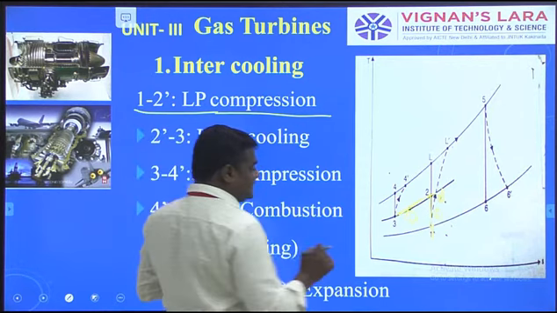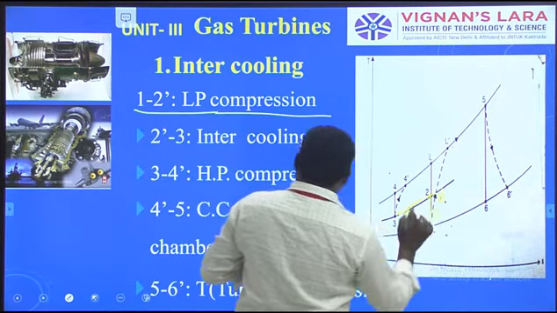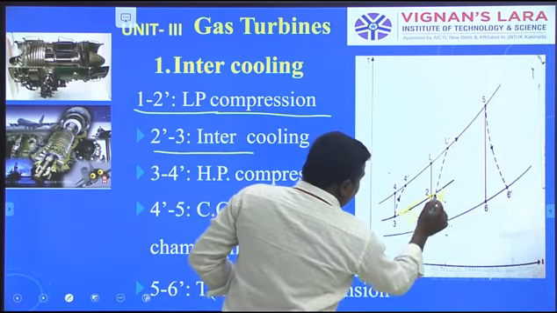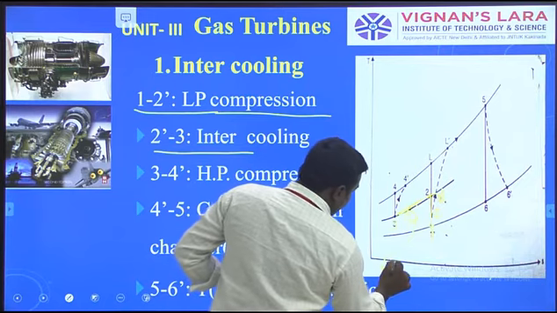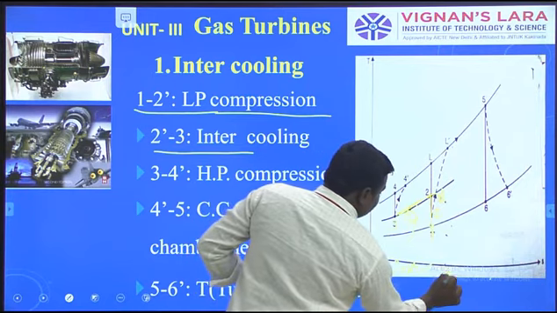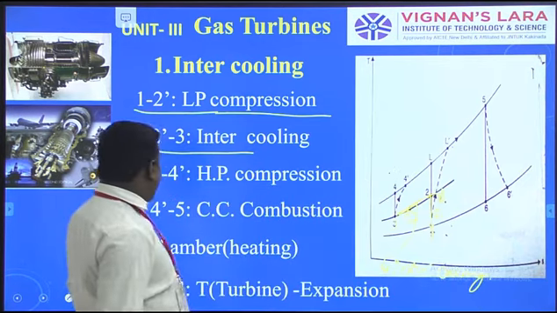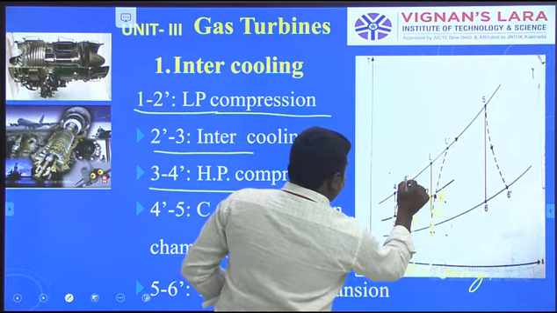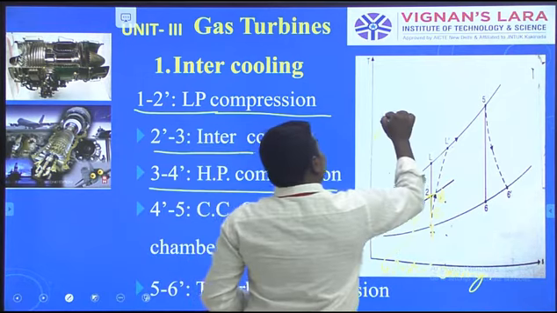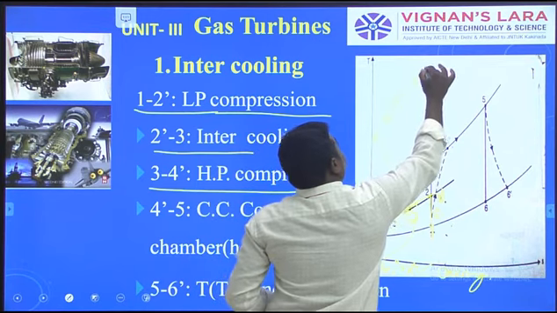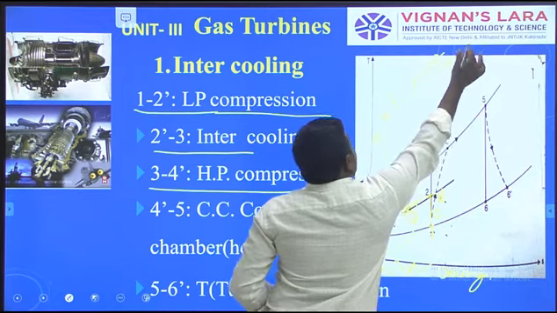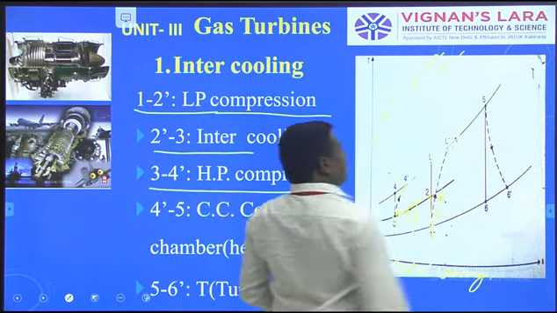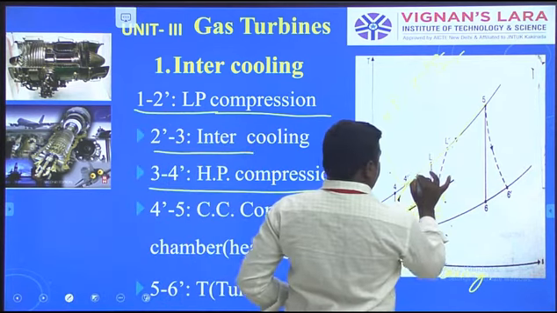Then 1 to 2 dash is process 1, the LP compression, and 2 dash to 3 is the intercooling. Okay, is it clear? And 3 to 4 dash is the HP compressor. And then we have to see 4 dash to 5.